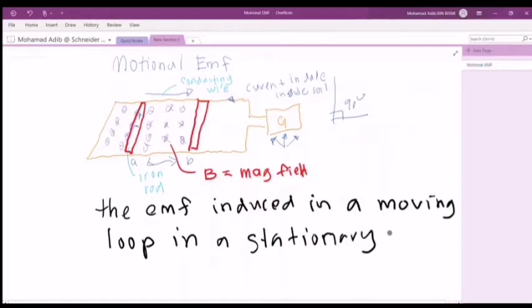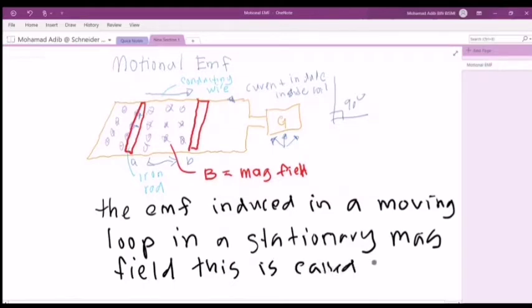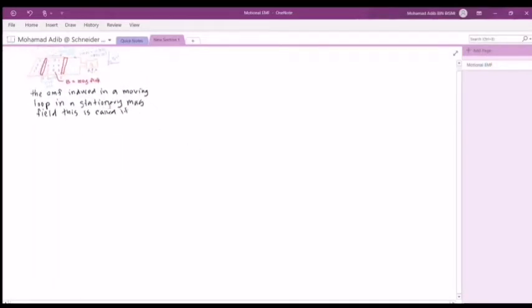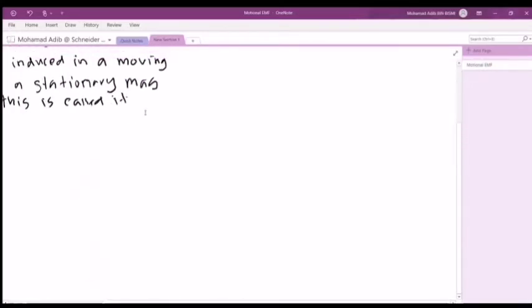Stationary magnetic field. This is called a magnetic... motional EMF. Okay.